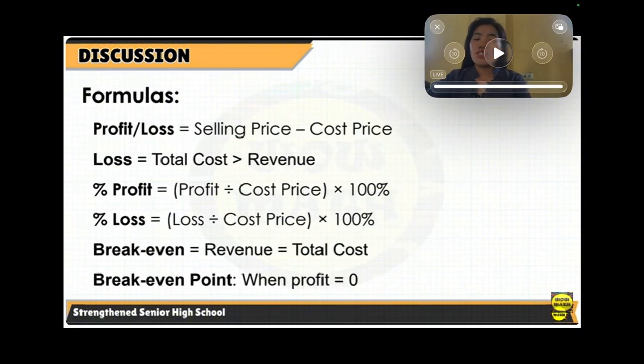Okay, so these are the formulas that you have to familiarize yourselves with as we go through our sample problems later on. So profit or loss will be selling price minus the cost price. It would be profit if it is positive and loss if it is negative, meaning if the result of selling price minus the cost price is positive, then it's profit. If it is negative, then it's loss. So loss will be total cost. You will experience loss if the total cost is greater than the revenue. Okay?